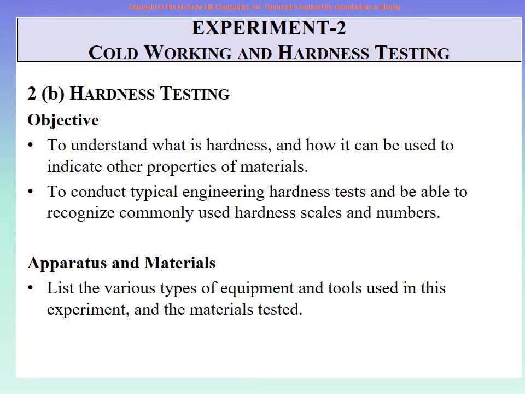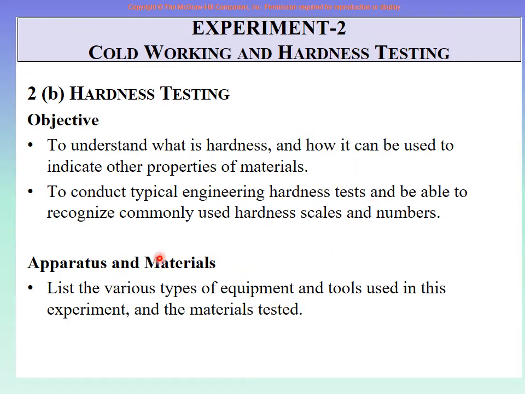This is now part B of the second experiment, cold working and hardness testing. So 2B is hardness testing. The objective is to understand what hardness is and how it can be used to indicate other properties of materials, to conduct a typical engineering hardness test, and to be able to recognize commonly used hardness scales and numbers.